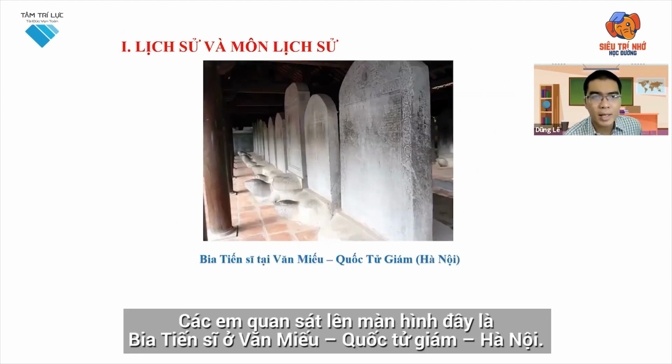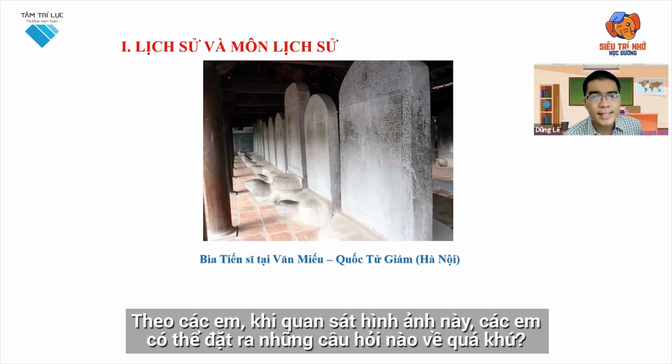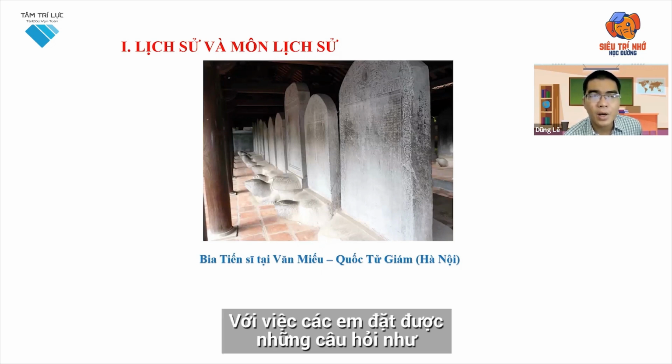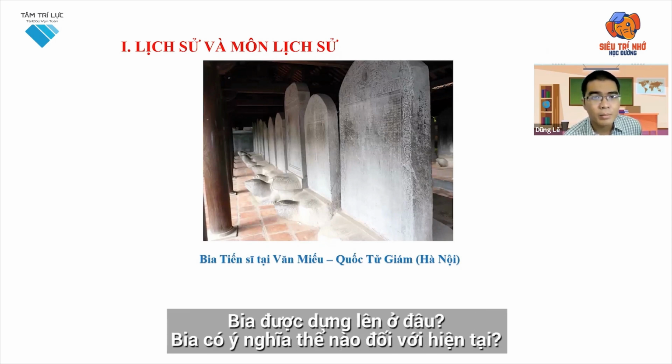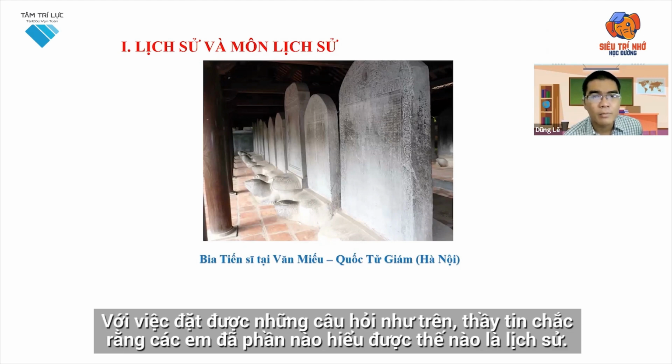Please look at the screen. This is the stone stelae records of imperial examinations, Hanoi. In your opinion, when looking at this image, what questions can you ask about the past? You can ask questions such as, when were the stelae built? Who built the stelae? Where are the stelae? What is the significance of stelae at present? By asking some of the above questions, I am sure that you have partly understood what history is.